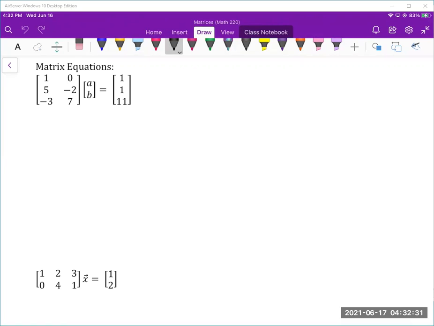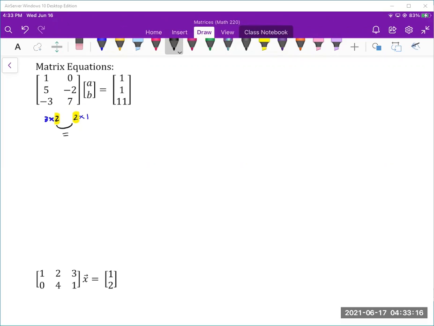I want to point out that this expression makes sense. On the left-hand side, we have a matrix vector product. This is a 3x2 matrix that we're multiplying by a 2x1 vector. Notice that the number of columns matches the number of rows. So these match up, which means that this matrix vector product is defined. It's going to make sense. The result is going to be a vector with 3 entries, because we're taking linear combinations of the columns of this matrix, and each of those columns has 3 entries.